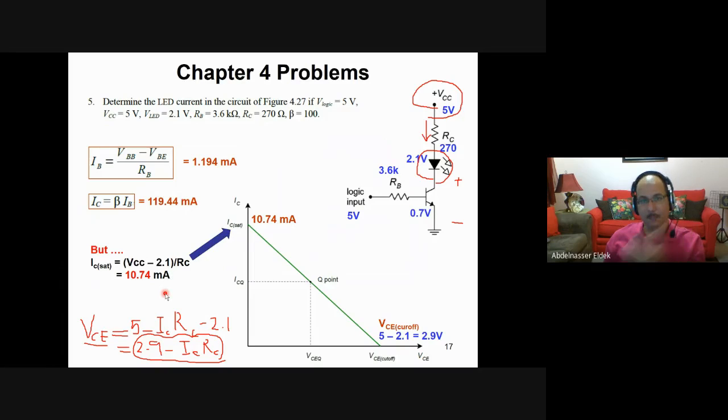That's why it is important to plot the load line. Because sometimes when you calculate a number, it exceeds the limit. Okay, and you cannot increase the current more than this number here, 10.74. It's the maximum. You cannot get more than this number. Okay.